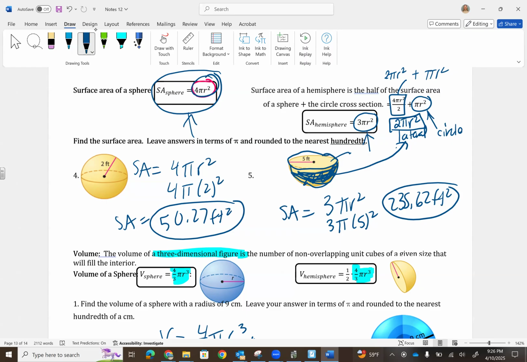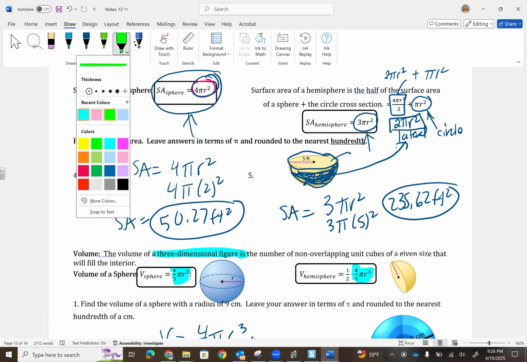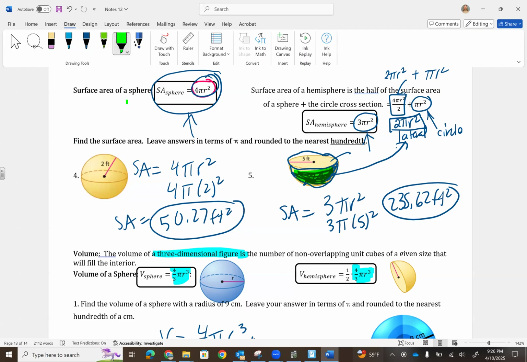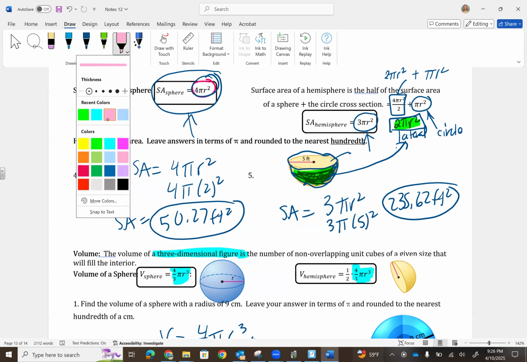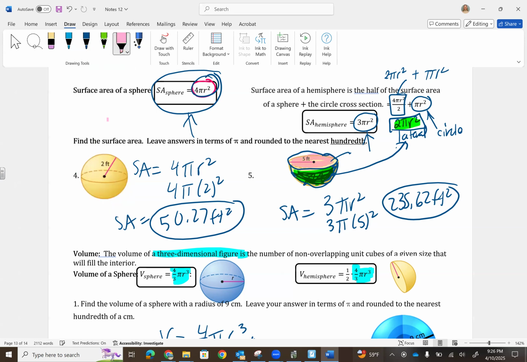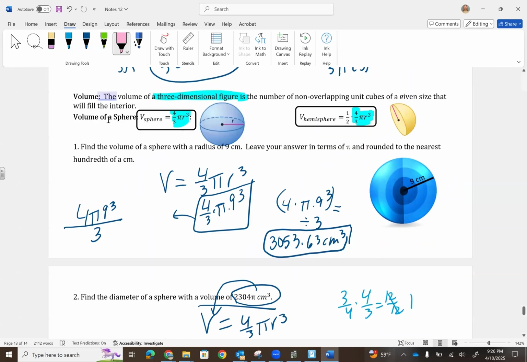4 pi r squared or 3 pi r squared, depending on which pieces of the surface area you want. Only the outer portion of this half circle would be 2 pi r squared. The circular cross section, the great circle, is going to be pi r squared, but together, if you want the whole hemisphere, you want 3 pi r squared. If you want the entire sphere outside, it's going to be 4 pi r squared. Okay, now back to here.